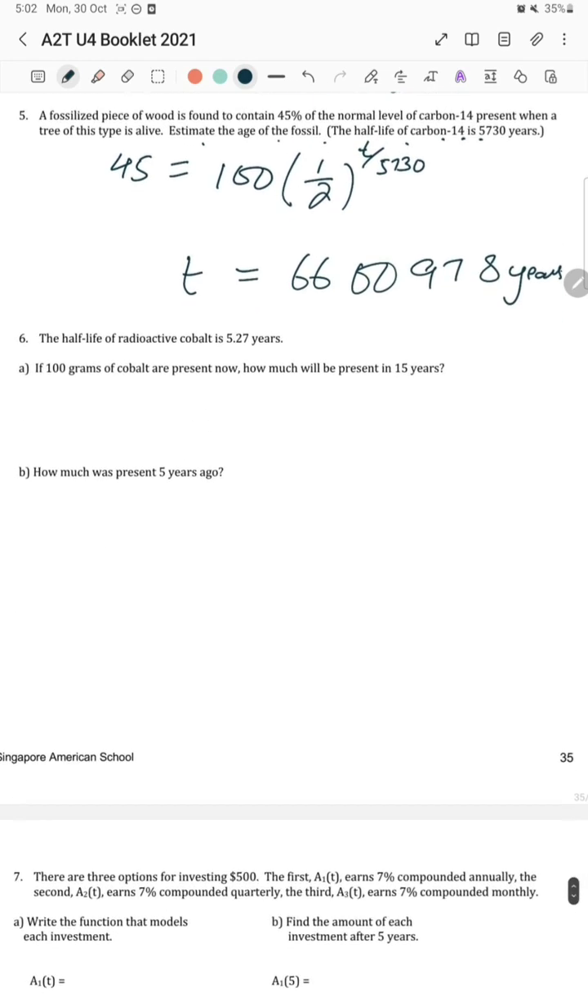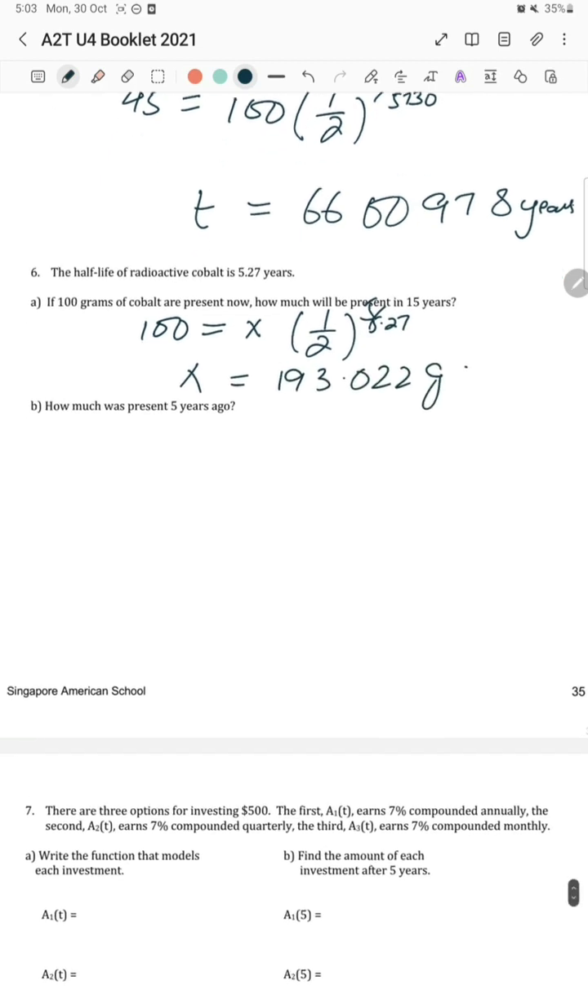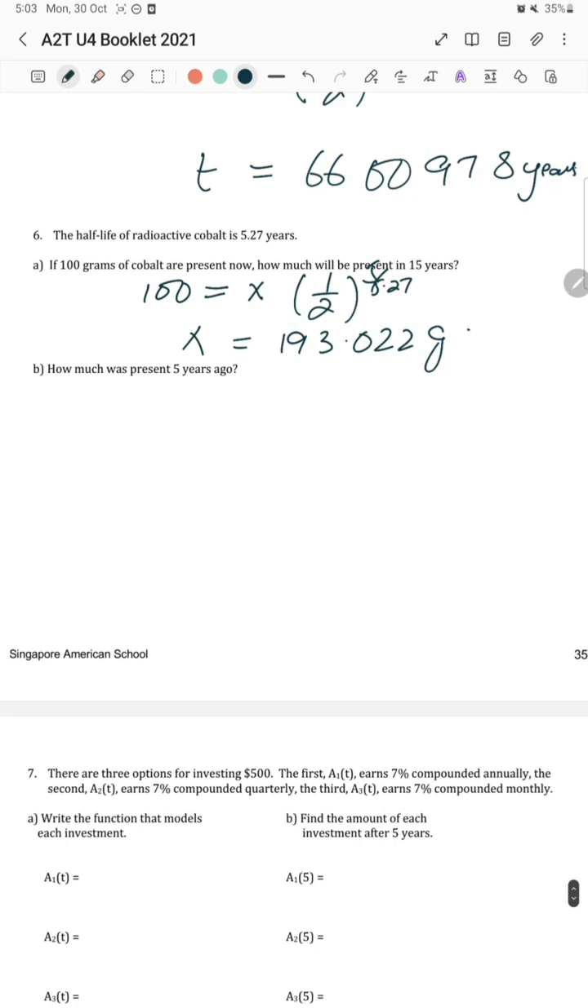The half-life of the radioactive cobalt is 5.27 years. 100 gram of cobalt are present now. How much will be in 15 years? So 100 is equal to x (1 by 2) to the power 15 by 5.27. X is equal to 193.022 gram. How much was present 5 years ago?